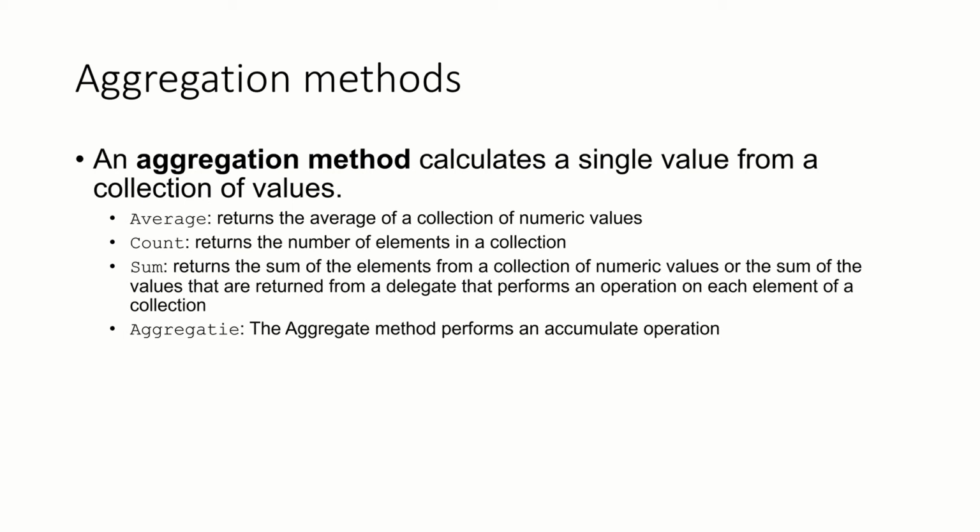One of them is called average, which will return the average of a collection. One of the methods is called count, which will return the number of elements. The sum will return the sum of the elements. Aggregation, okay, so this will aggregate, perform or accumulate operations.